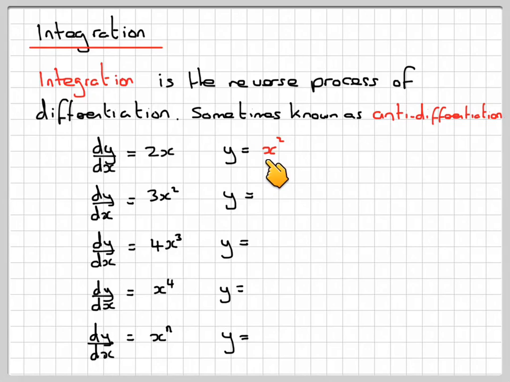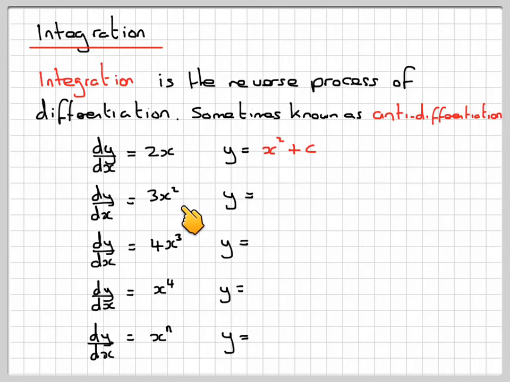y would be equal to x squared. Now, if we differentiate this, we should get back to this. So we bring down the 2 in front and reduce the power. We will, in fact, get 2x. Except, this could be x squared plus 5. It could be x squared minus 4. So we have to put in what's known as a plus c. This is known as the constant of integration.